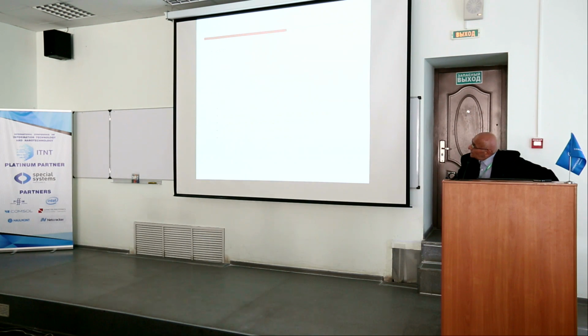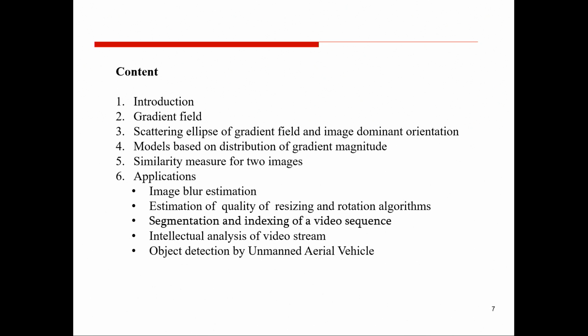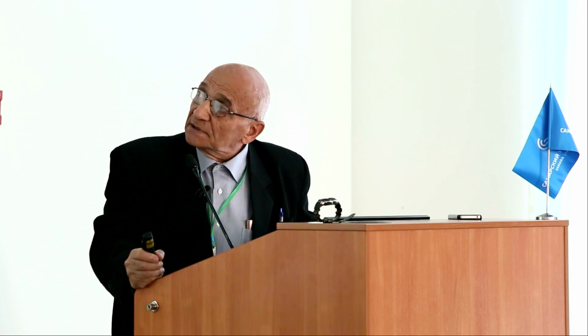Я буду рассказывать основные понятия градиентного поля, быстро пройдем. Далее введем понятие эллипса рассеивания градиентного поля. И на этой основе предложим понятие доминантного направления, или направленности, или ориентации изображения. Дальше примем модель для распределения магнитуды градиента. Далее предложим меру близости двух изображений с использованием вышеназванных понятий. И представлю ряд применений этих методов.